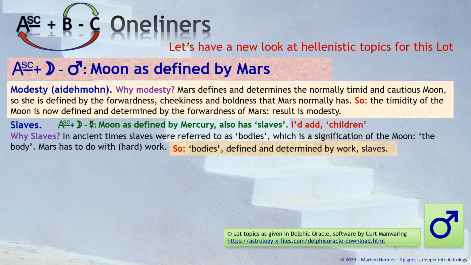And also the ascendant plus the moon minus Mercury is also called slaves. So I would add children, because now there's something else in this formula.